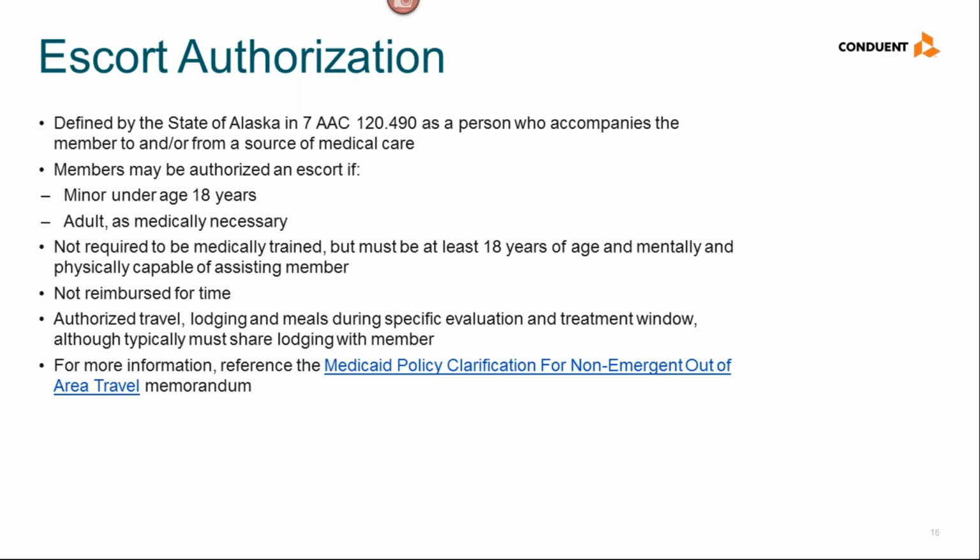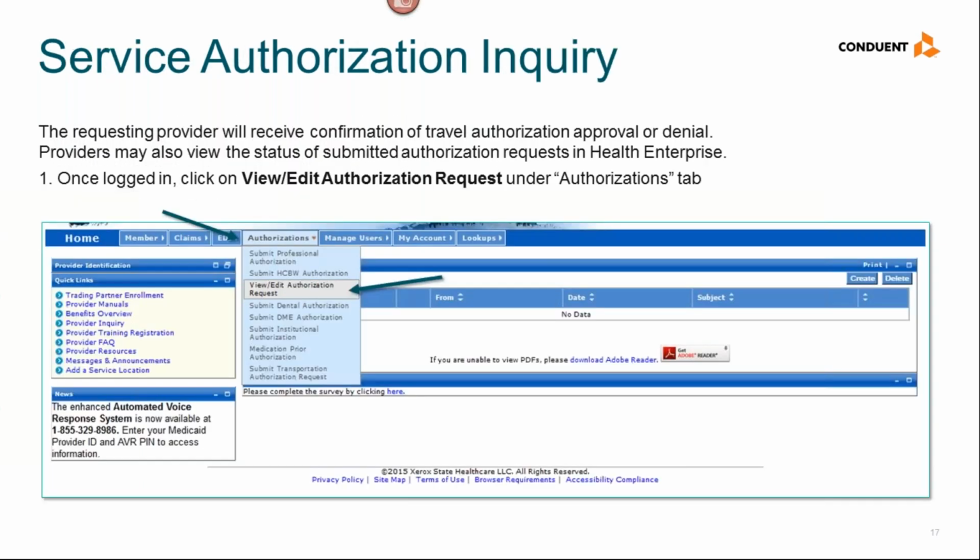All right, so once you have requested a service authorization, while you're on the phone, you will generally be told whether it's approved or not. In some cases, they may need to pend if you need more information. But after the fact, you will receive confirmation of travel authorization approval or denial. They do mail out letters to requesting providers. And also you can check online.